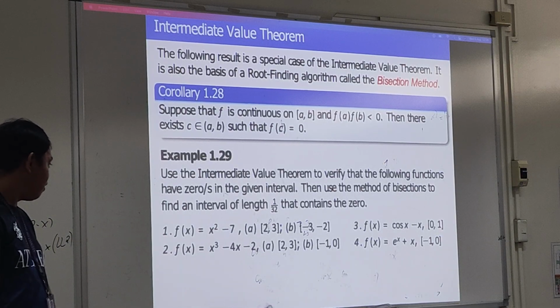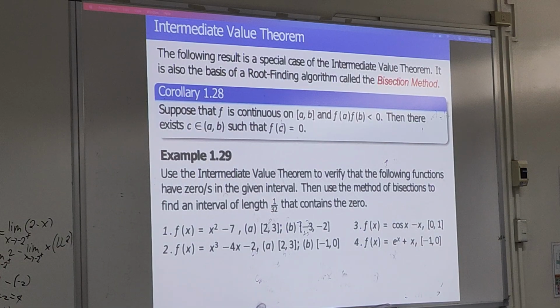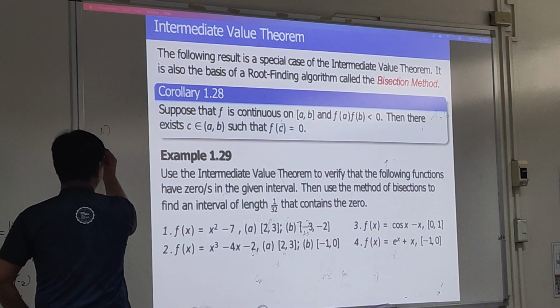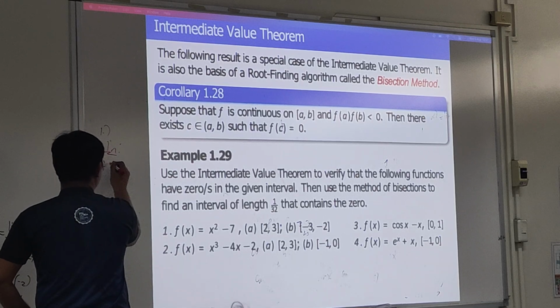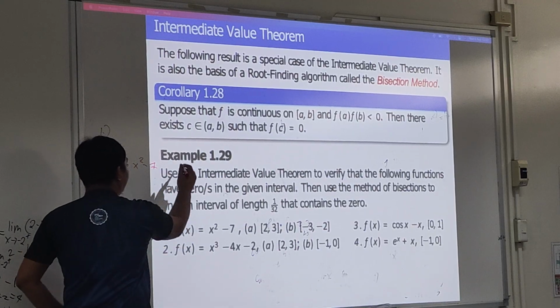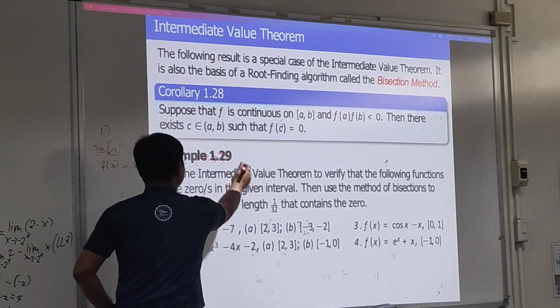Okay, alright. Sample those. Okay, number 1. So you have given this one at this given closed interval from 2 to 3.